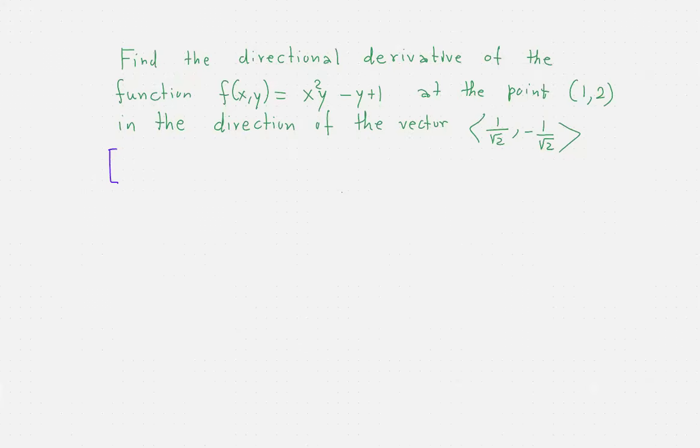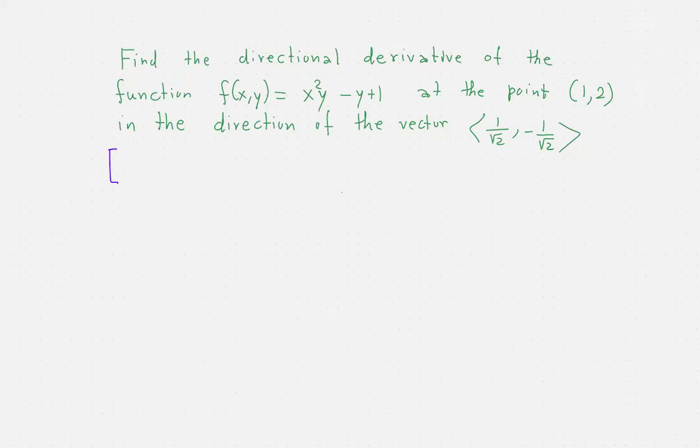So we would like to find the directional derivative of the function f of x, y equals x squared y minus y plus 1 at the point (1, 2) in the direction of the vector (1 over square root of 2, negative 1 over square root of 2). And let's recall what is involved here.